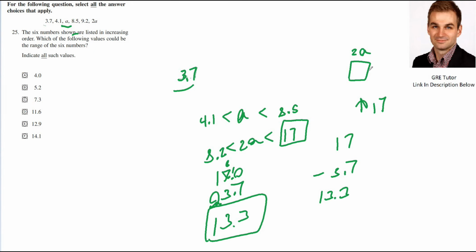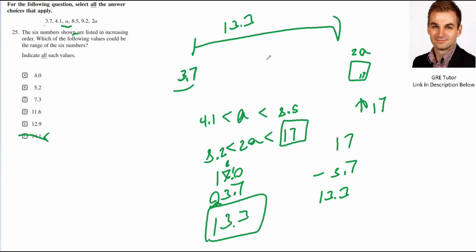Alright, so if this is 17, then the highest this range could possibly be is 13.3. Now if you look back at our answers, 14.1 is greater than 13.3, so 14.1 is out, but 12.9 is still in. Alright, so we've managed to get rid of one of our answers.